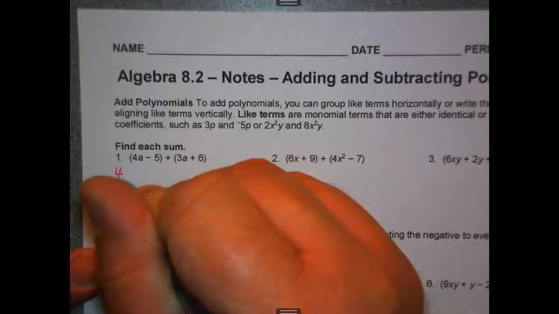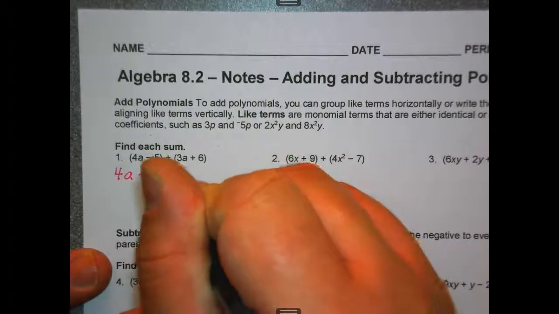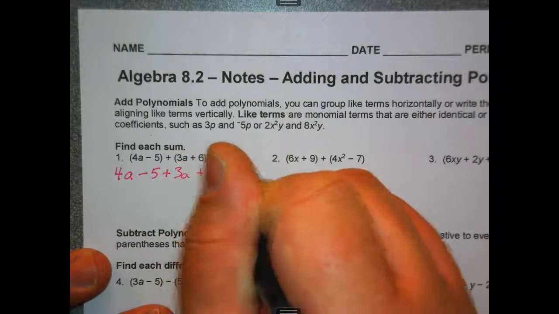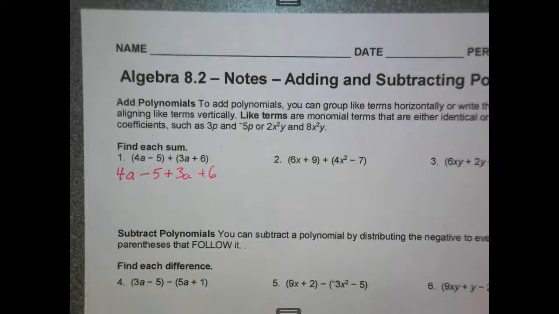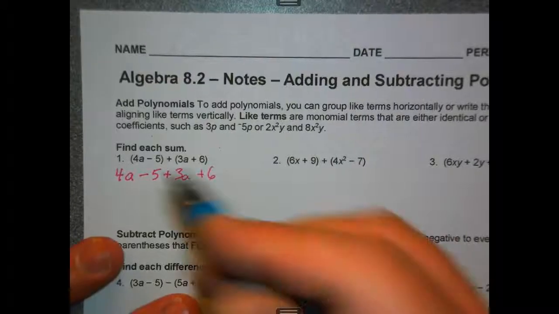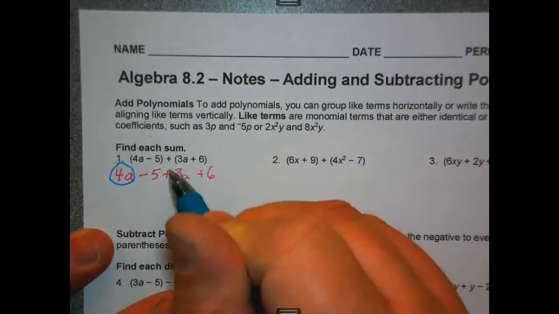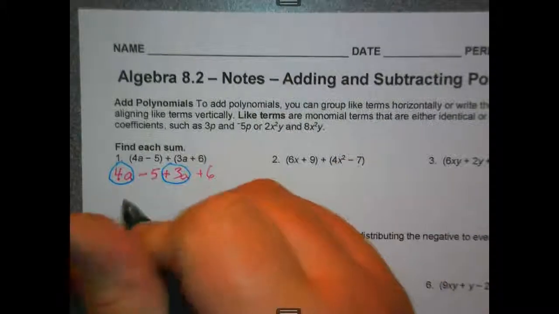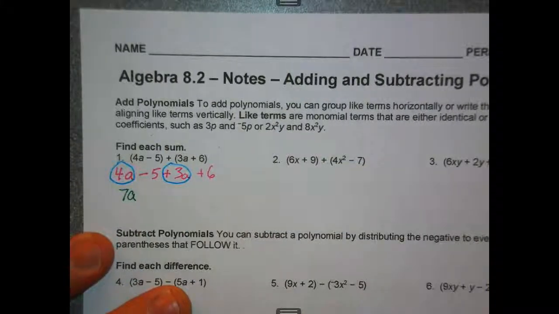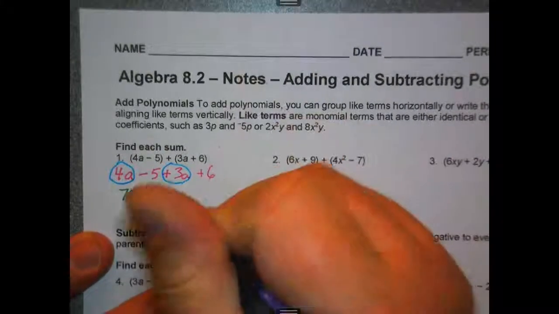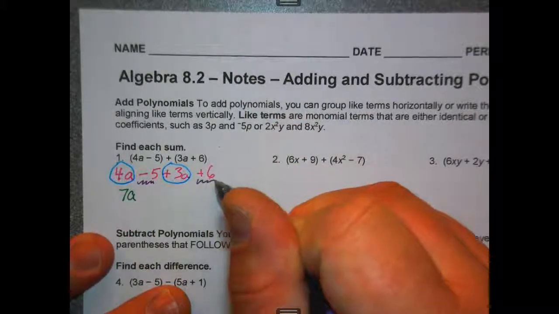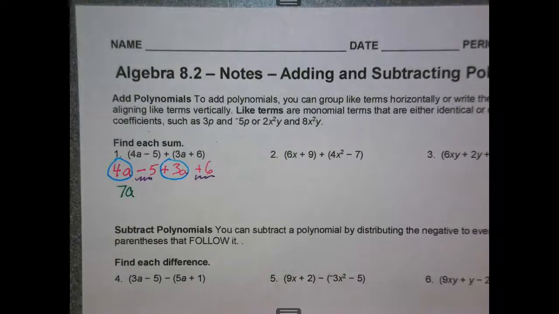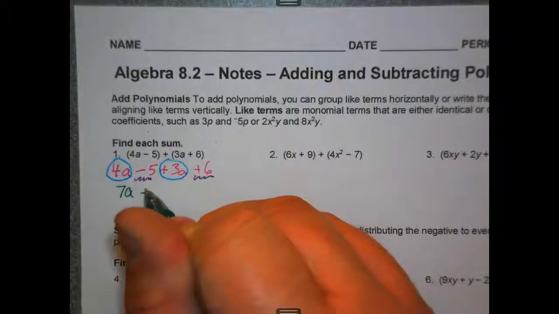And then number one, I've got 4a minus 5 plus 3a plus 6. Now, all we have to do is add or combine the like terms. So I have a 4a and a plus 3a. What does that give me? 7a. And I have minus 5 and plus 6. What does that give me? Plus 1.